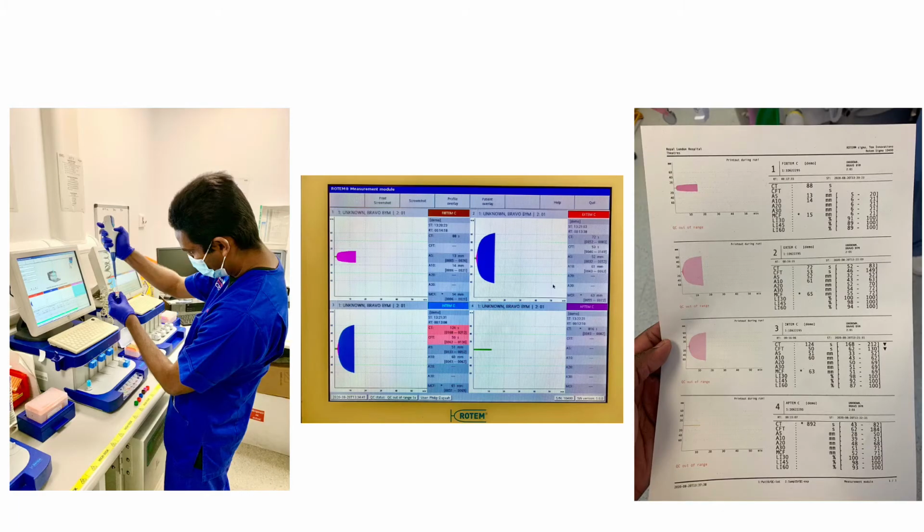This is me operating a ROTEM device to guide blood transfusion when I was doing my fellowship in the UK. However, this is an older version of the device in which you have to pipette the blood into the cup. The latest version of the device is much easier to use, as it uses a cartridge method and eliminates the need for pipetting. This is how a ROTEM result looks like on a monitor, and the results can also be printed out on a piece of paper.